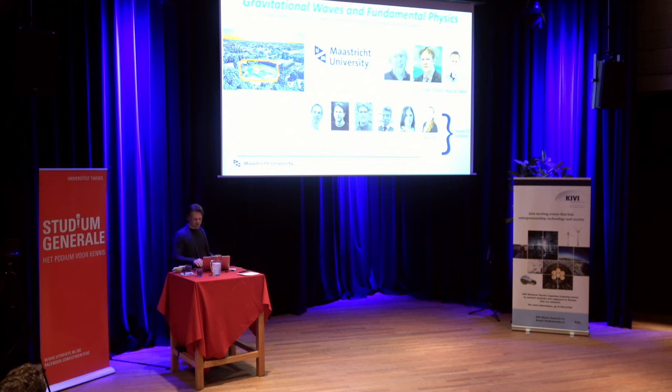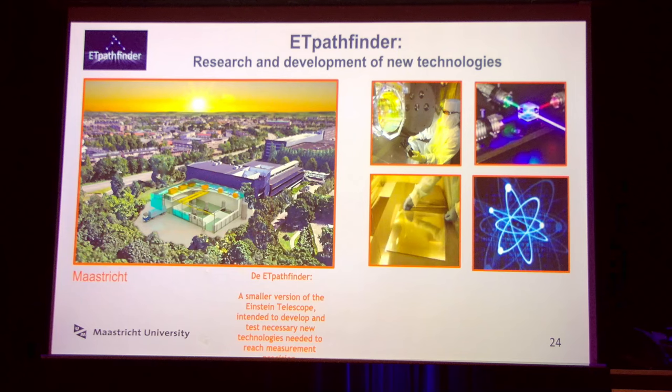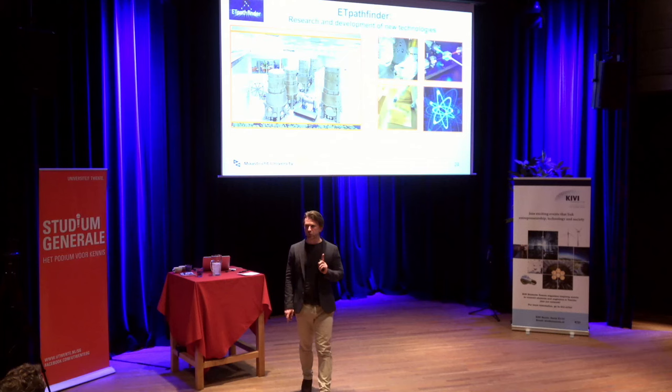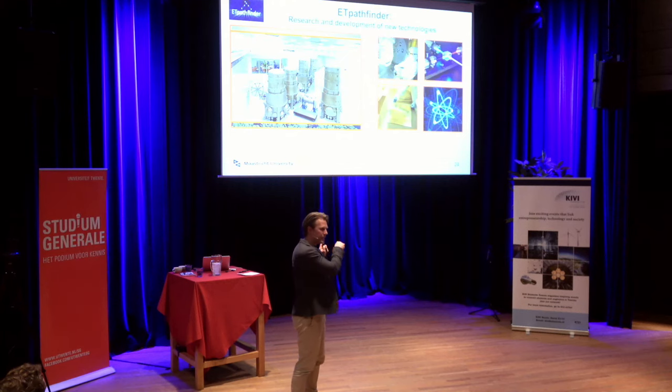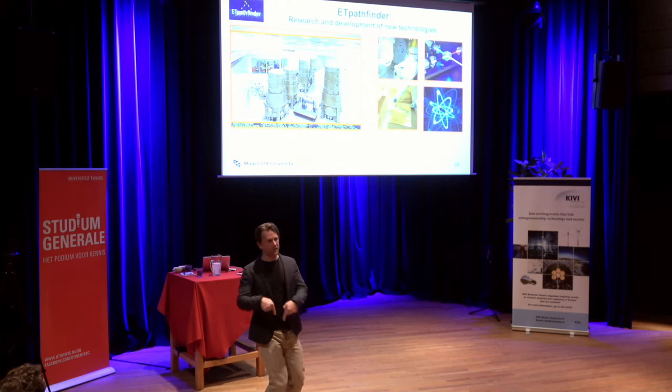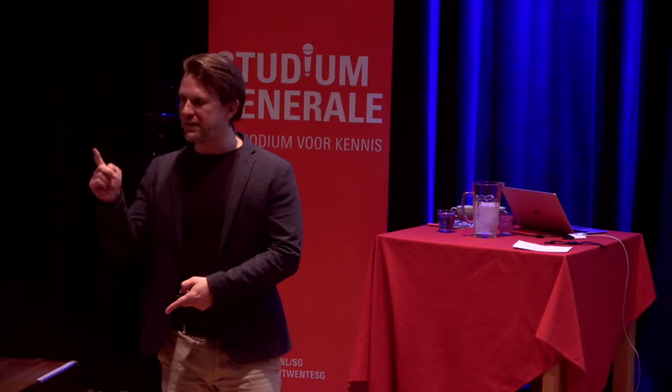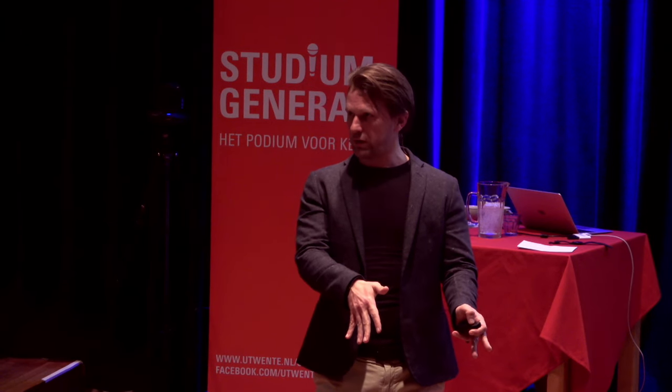In fact, I have a picture of that as well. There you go. Here's the ET Pathfinder as it currently is. These are the two laser beams that go along these things. Way too small to actually measure gravitational waves from the universe, but that's not what it's for. It's to make sure that these laser technologies and the vacuum technologies and the mirror technologies are developed better and better and better, so by the time the big machine, the Einstein telescope, will be built, everything works.